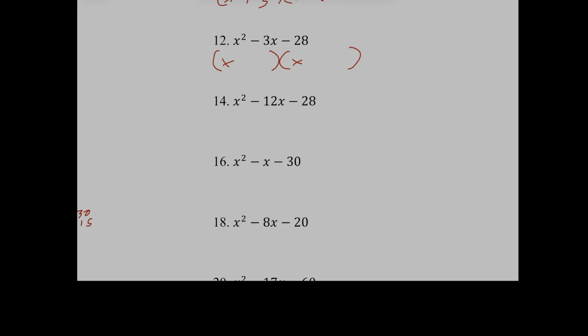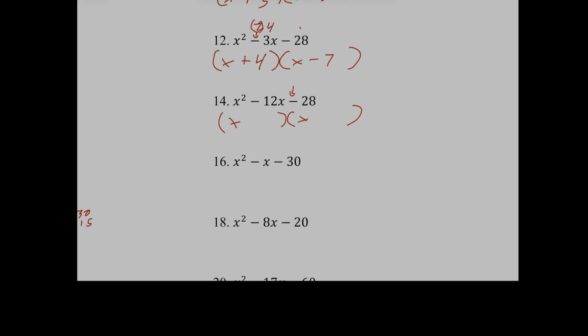Okay, third term is negative. Signs are different. Factors of the third subtract to 3. So that's going to be 7 and 4. The bigger one gets the sign of the middle, 7 and 4. Let's do the next one. Okay, x and x.